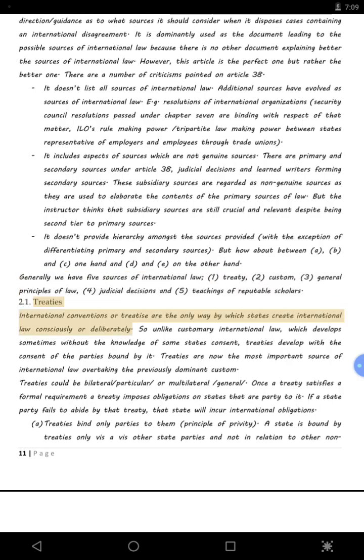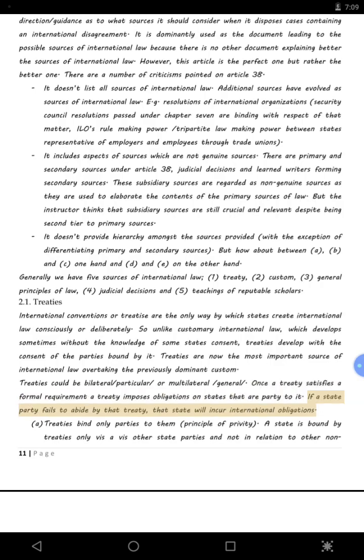2.1. Treaties. International conventions or treaties are the only way by which states create international law consciously or deliberately. So unlike customary international law, which develops sometimes without the consent of some states, treaties develop with the consent of the parties bound by them. Treaties are now the most important source of international law, overtaking the previously dominant custom. Treaties could be bilateral, particular, or multilateral, general. Once a treaty satisfies a formal requirement, a treaty imposes obligations on states that are party to it.